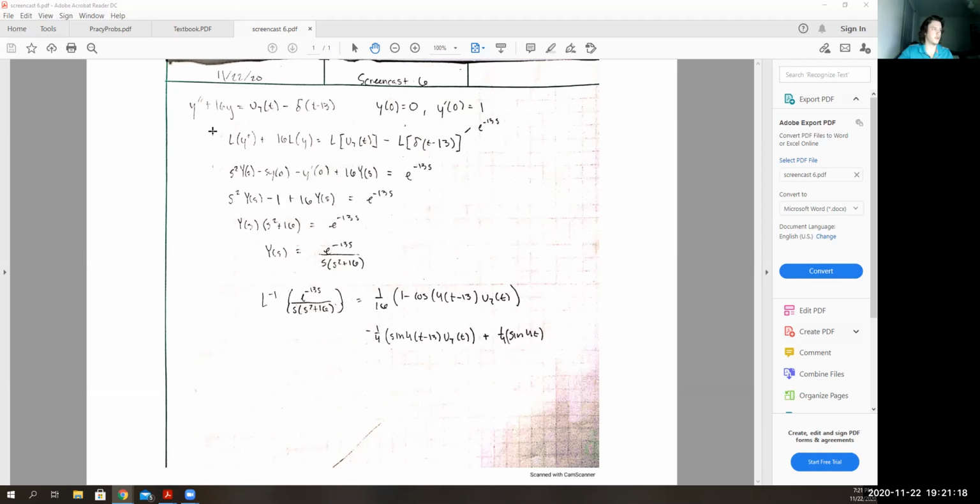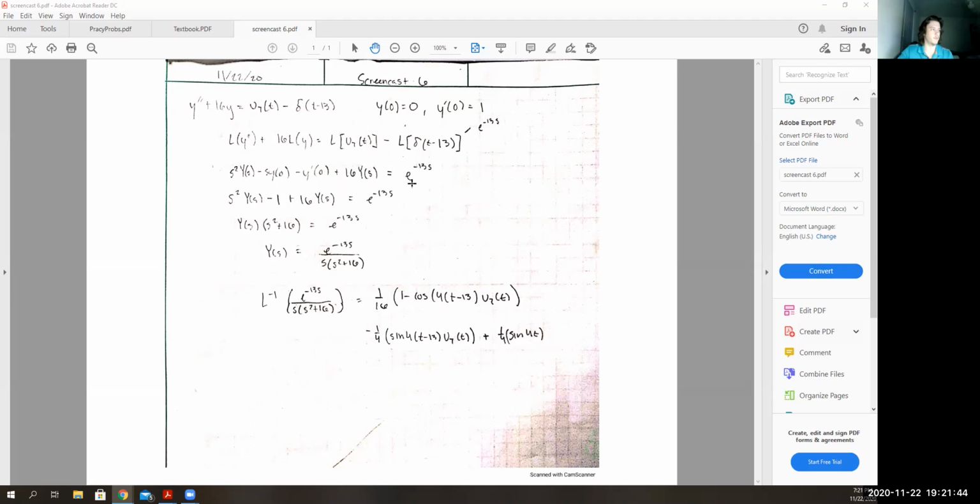Doing so requires using some formulas previously learned and then also in the back of the textbook. From that point, we get to the second equation here, which is just the Laplace transform of y double prime, and then also the Laplace transform of 16y.